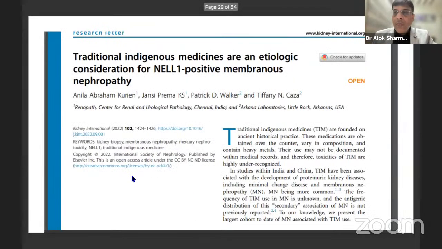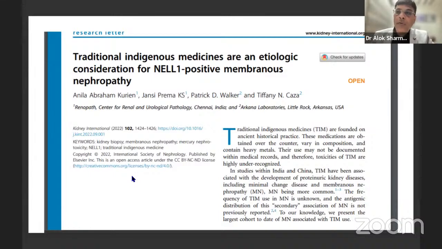However, one striking thing which has happened in the Indian subcontinent particularly is the association of NEL1 associated membranous GN with traditional or so-called indigenous medications. And this is a glaring reality which is staring at our face. We see it day in, day out. And to the extent that now, whenever you have a NEL1 associated membranous GN, you should take a very, very detailed and probing clinical history of any such kind of medications.